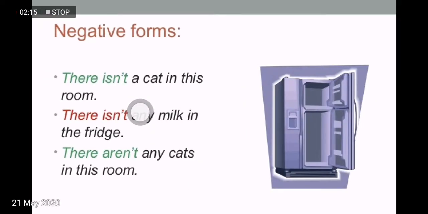And we can make them negative forms also, like there isn't a cat in this room. There isn't any milk in the fridge. There aren't any cats in this room.